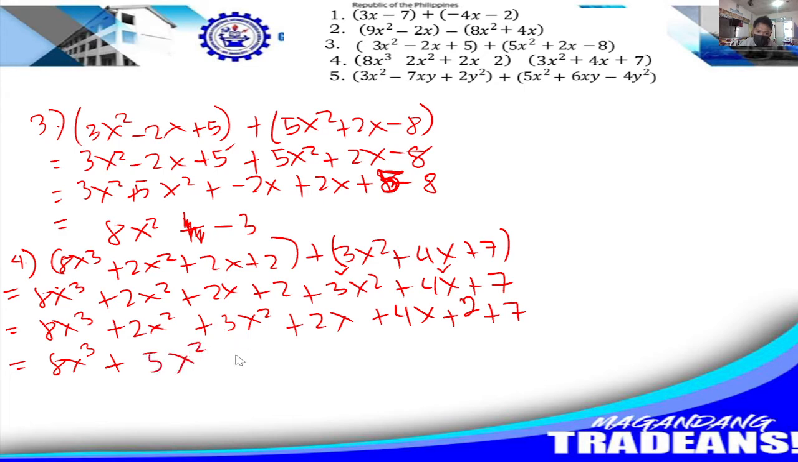Then, variable na ginamit si x squared. Si 2 and 4 magiging 6. Then, variable na ginamit si x. Si 2 plus 7 magiging 9. And that is now the answer. 8x cubed plus 5x squared plus 6x plus 9. Okay, that is 5 points.